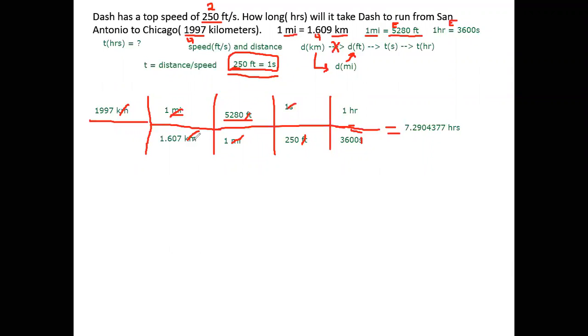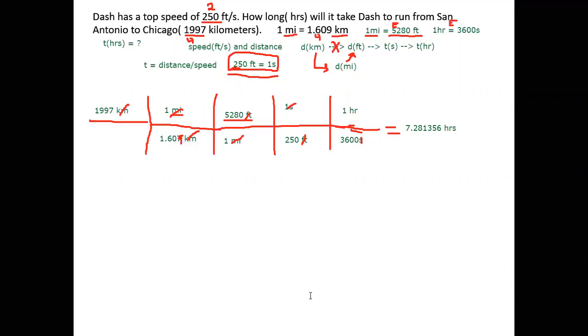There's one typo. Let me go back and change that. Let me redo it, see if there's any change in the answer. I doubt there's that much of a change, but we can double check. Should have been 1.609. A little bit of change. So you get 7.281356 hours. A slightly little change in the answer.